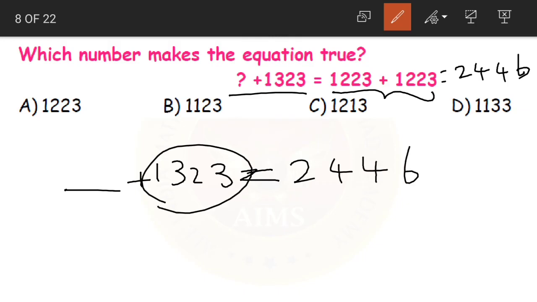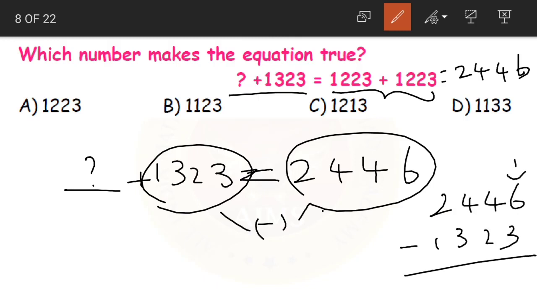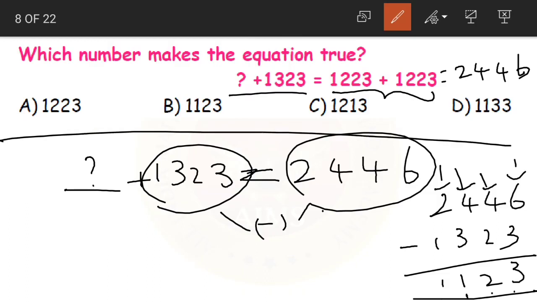Again the same situation. We know one addend and we know the sum, but we do not know the other addend. Now how do we find out? We found out by subtracting these two numbers. 2446 minus 1323. Now 6 minus 3, 3, 4 minus 2, 2, 4 minus 3, 1, 2 minus 1, 1. Now what answer did we get, children? 1123. Now look at the options and tell me which is the correct answer. Yes, option B, 1123 is the correct answer.